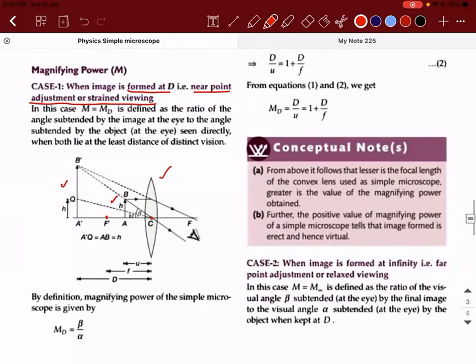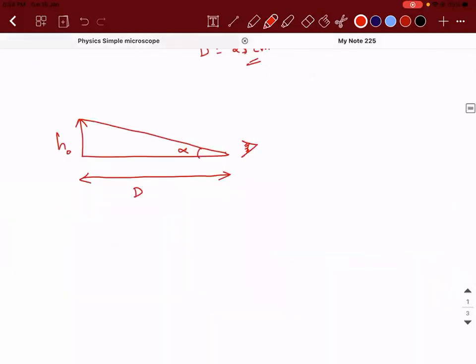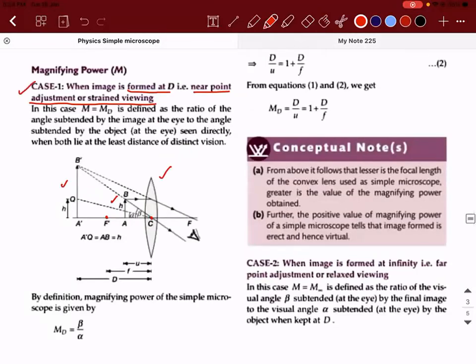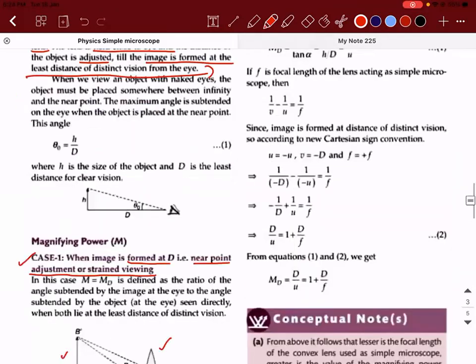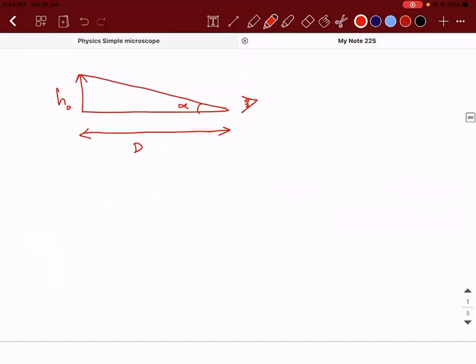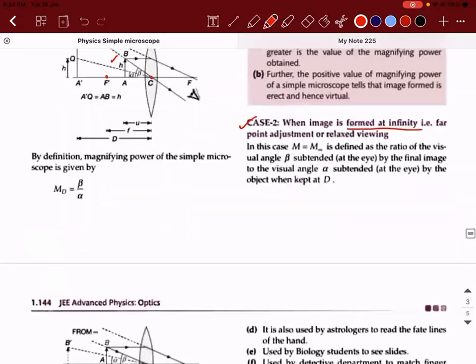Okay. Then what is going to happen is, see, there will be two cases, guys. Case one: you ensure that the adjustment is done in such a way that the final image is formed at the least distance of distinct vision. The second scenario: you do the adjustment in such a way that the image is formed at infinity.